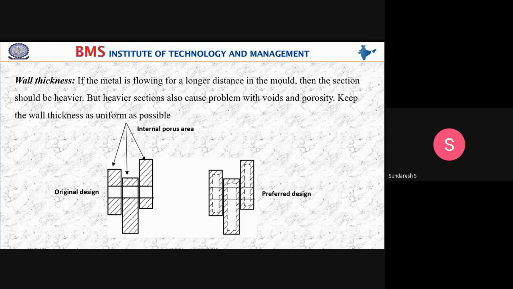See, look here, it is the original design, with an internal porous area. Now this is the preferred design. You can notice the changes over here, how they have made them. Is there any other thing? No, the only thing is that they have maintained the wall thickness uniform everywhere. So this is not the porous one, while this one has an internal porous area. Here they have maintained the wall thickness uniform everywhere.